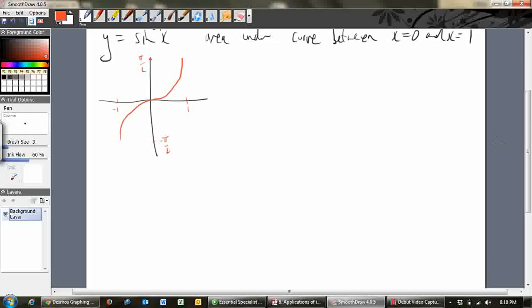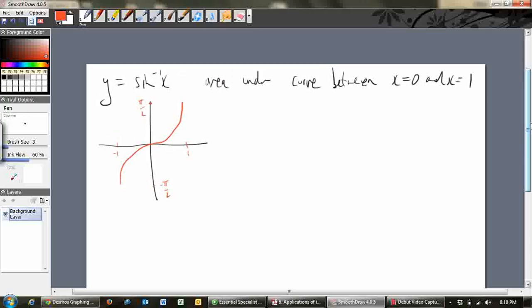Okay, so what this question is asking for is the area between x equals 0 and x equals 1. In other words, this area in here under the curve. So what you'd normally do, and let's give this a go. Well, that's easy. Area equals the integral between 0 and 1 of the function. The function is sine negative 1 x dx.